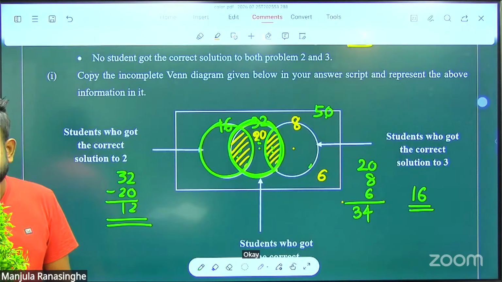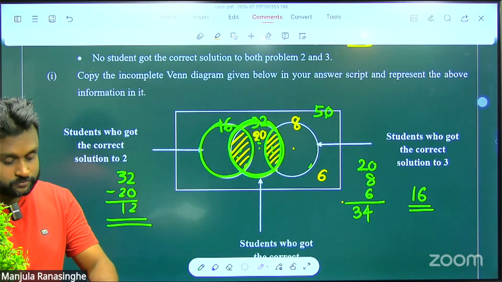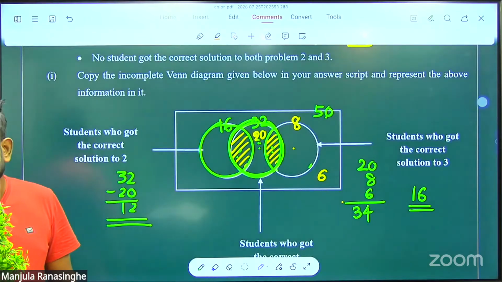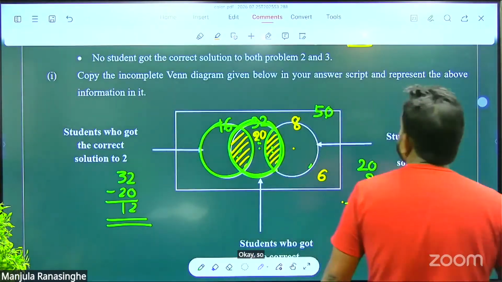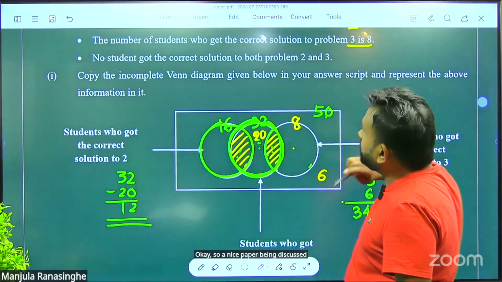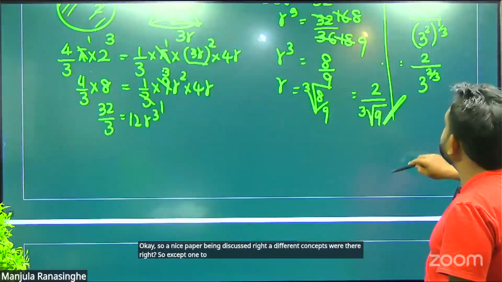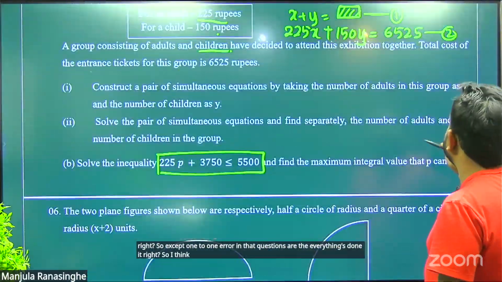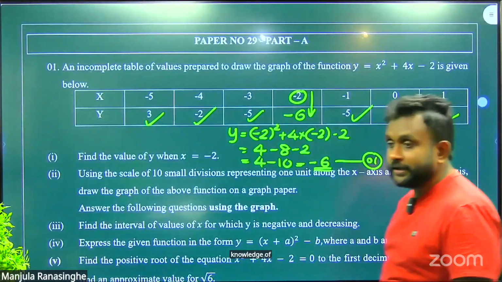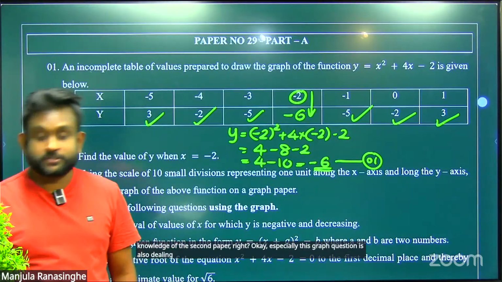Okay? A nice set of questions in a different manner. So a nice paper was discussed, right? Different concepts were there, right? So except for one error in the questions, everything else is done, right? So I think you gained knowledge from the second paper, right? Especially these graph questions also, a nice set of questions there.